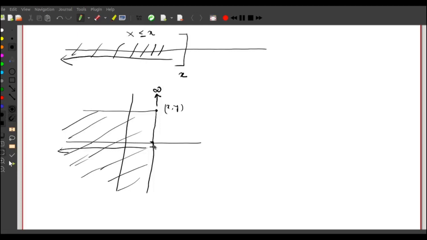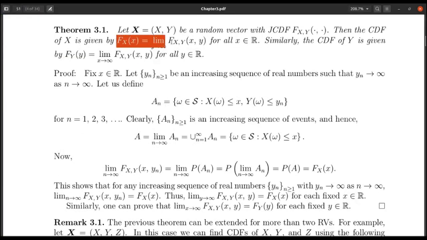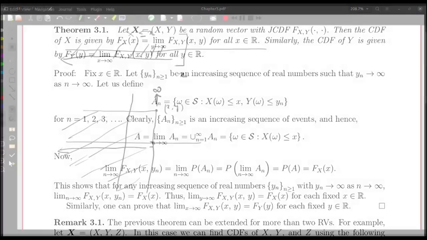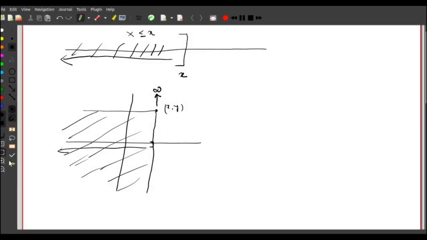And that's why this thing is going to be true. That was basically the intuitive idea of why this is true. I hope that intuitive idea is fine with everyone. If I take y goes to infinity, then this point goes in this direction and goes to infinity, because my x is fixed. Then I will cover all the points where x can take all the values but x is less than or equal to y. And that's what we try to find out.